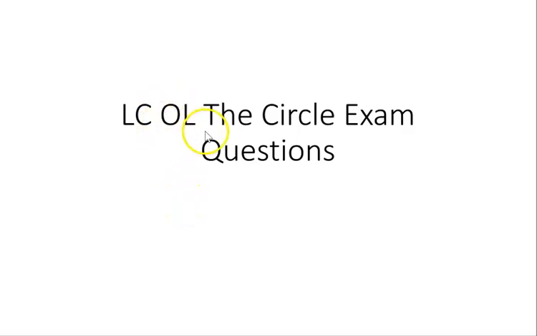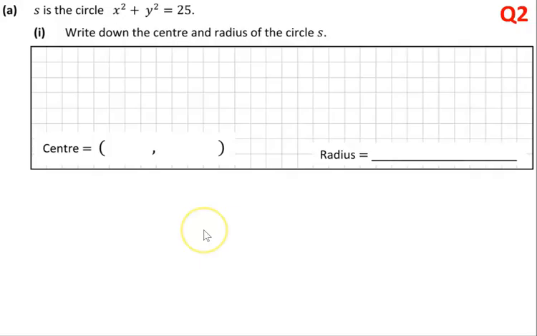We've inserted ordinary level circle exam questions. Question 2, Part A. S is the circle x squared plus y squared equals 25. Part 1. Write down the centre and radius of the circle S.